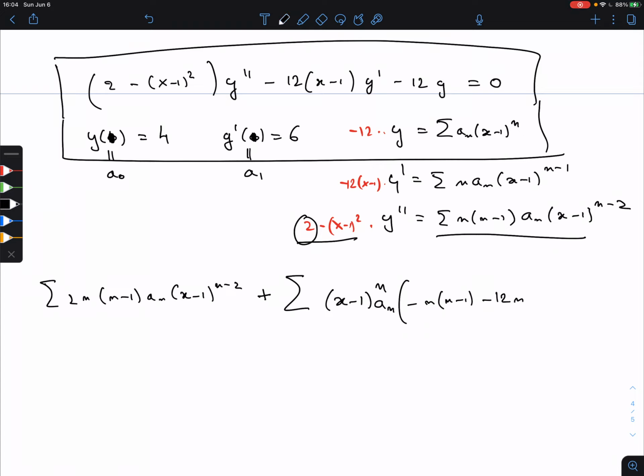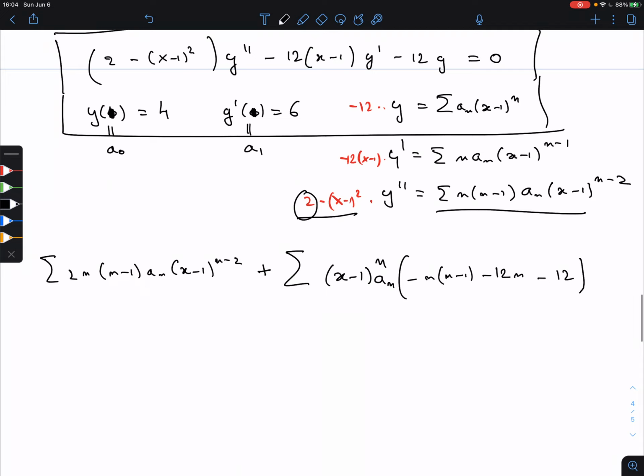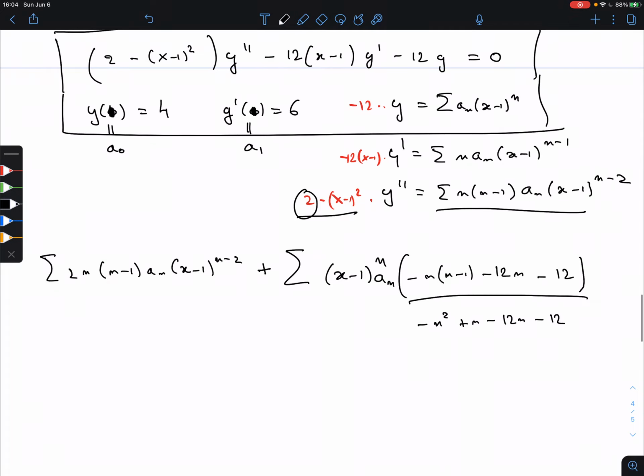Minus 12n, and then finally the top, well, that is just minus 12. Okay, and an is already factored out. So we can expand this as minus n squared plus n minus 12n minus 12. So this would be minus n squared minus 11n minus 12, whatever that is, it's not so important.